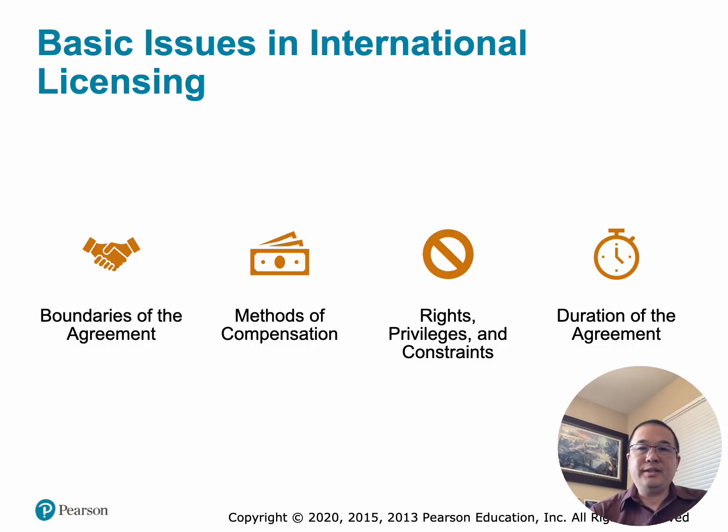Number 2, methods of compensation. This determines how the licensor gets paid. Common compensation methods include royalty payments, which are the most common method. So as an example, 5% of sales revenue and $2 per unit sold. Lump sum payment. This is a one-time licensing fee. So for example, $500,000 in upfront payment.